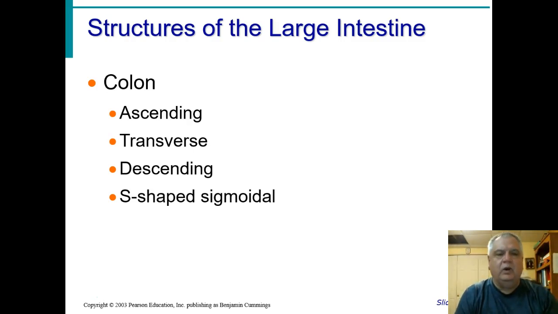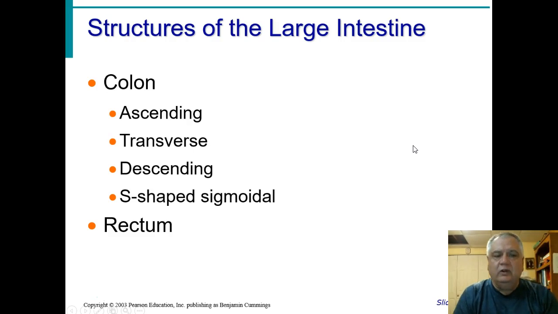And that's where the colon kind of curves back around to get inside the pelvic rim and then go down into the pelvis. So for example, a colonoscopy might be looking at the entire colon, and a sigmoidoscopy might be just looking at the sigmoid region of the colon.